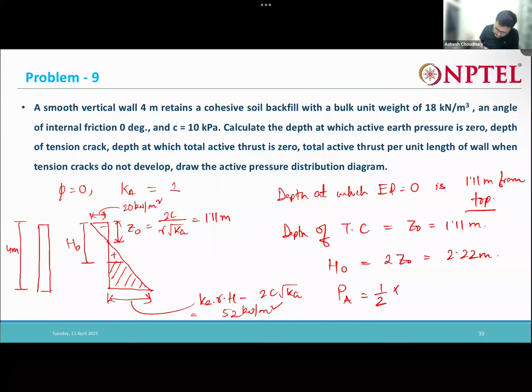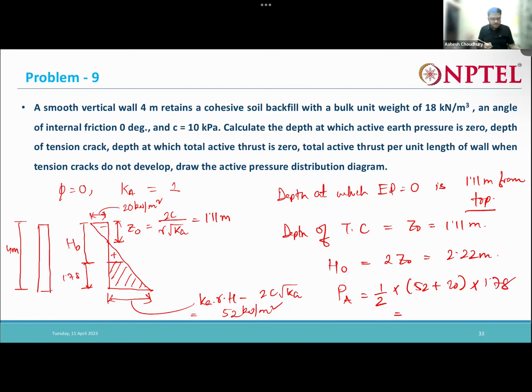Half into the sum of parallel sides, 52 plus 20, into the height, which is 4 minus 2.22, that is 1.78. So the total will be half into 72 into 1.78, which is 64.08 kilonewton per meter. So this is the total active thrust.